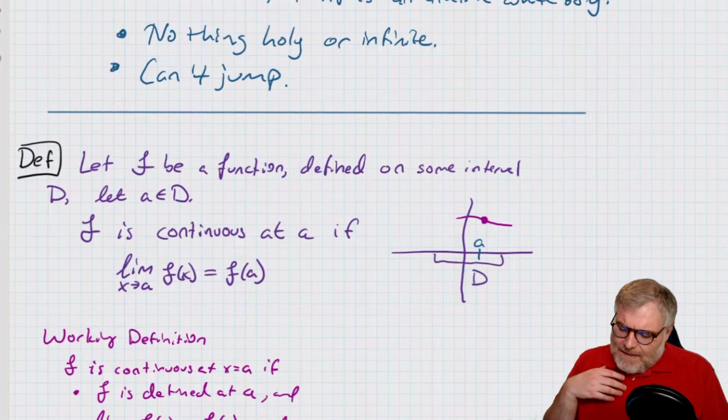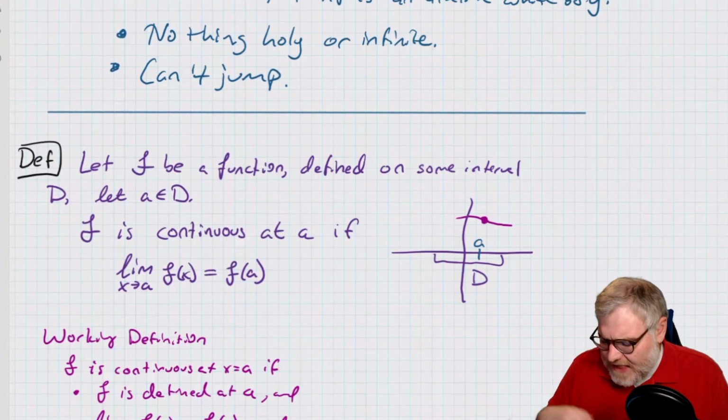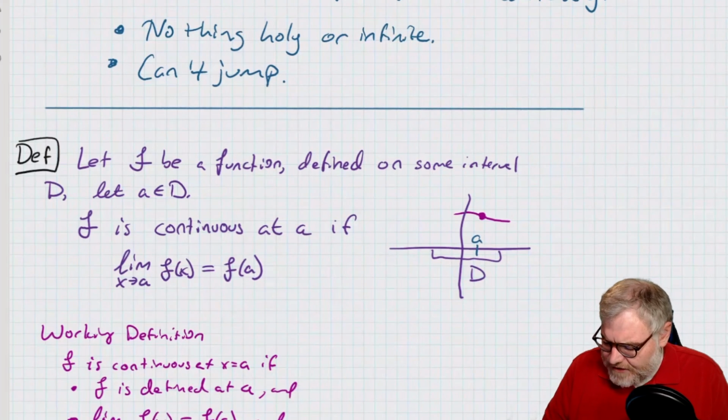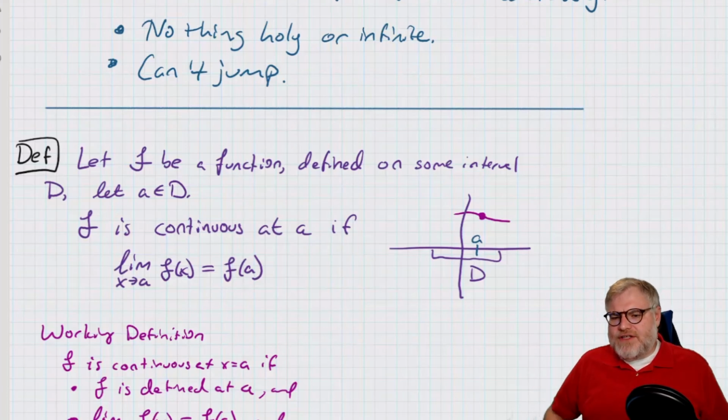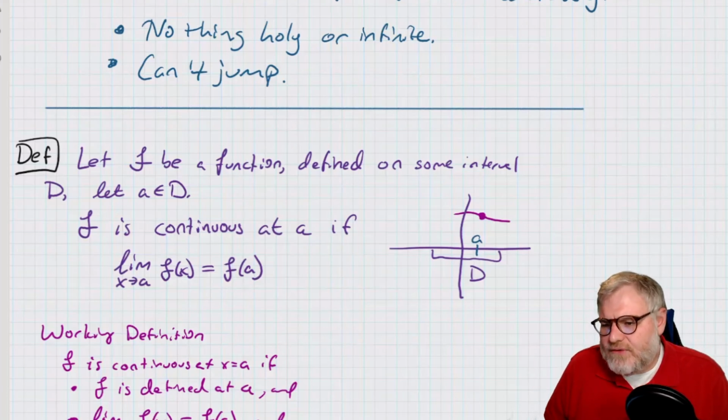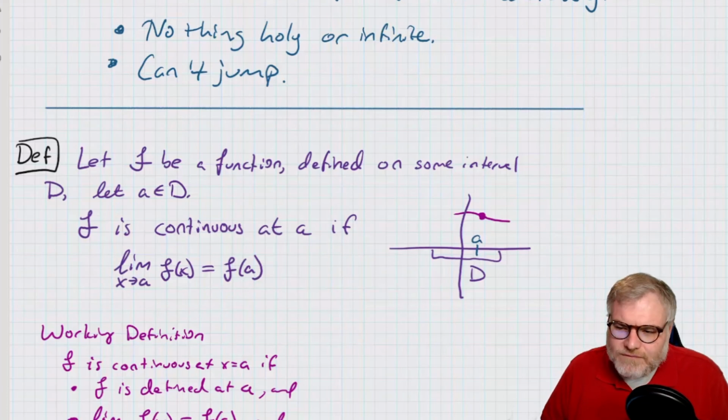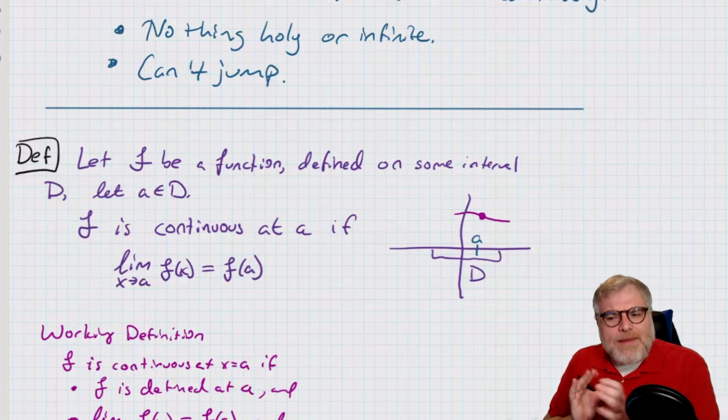All right, so now let's talk about a more precise definition. If we want a more precise definition, let f be a function defined on some interval D, and let a be a number in the interval. f is continuous at a if the limit as x goes to a of f of x equals f of a. And that's the whole definition. So when I ask you for the definition of continuity on a quiz, this is what you need. The limit as x goes to a of f of x equals f of a. It's a very short definition. It's got a lot packed into it, though.